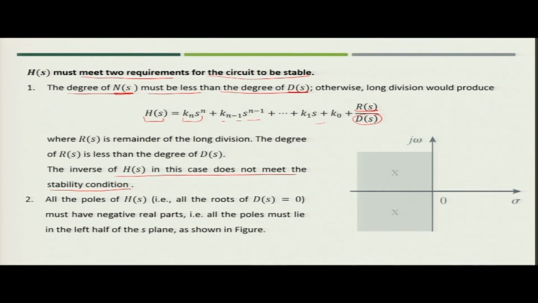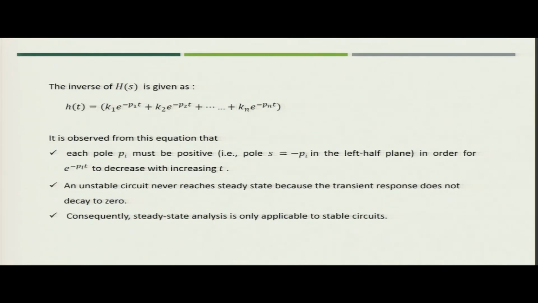Now, the second condition is that all poles of H(s), that is all roots of the denominator equation D(s) equal to 0, must have negative real parts. That means that all poles must lie in the left half of the S plane. If you see the S plane, the poles must lie in the left half only. So, these are the two conditions which we have to follow as a requirement for H(s) of the circuit to be stable.